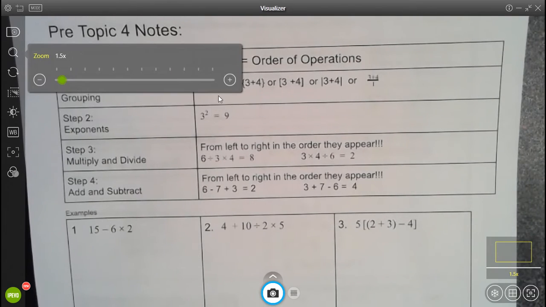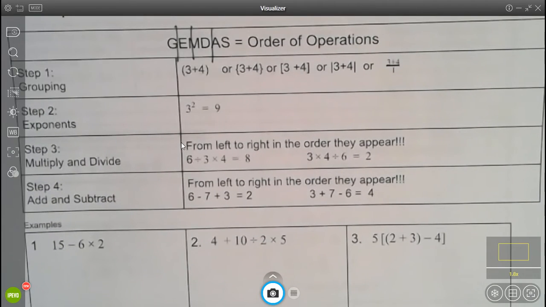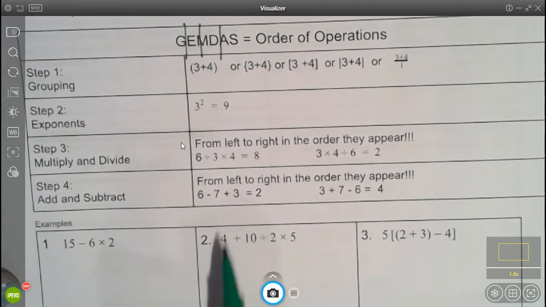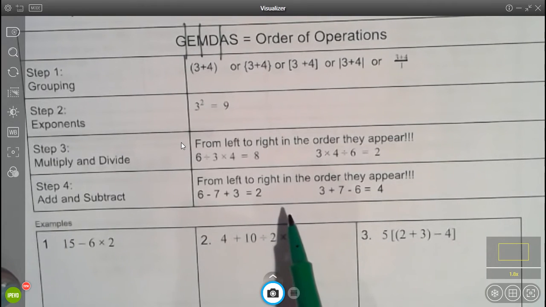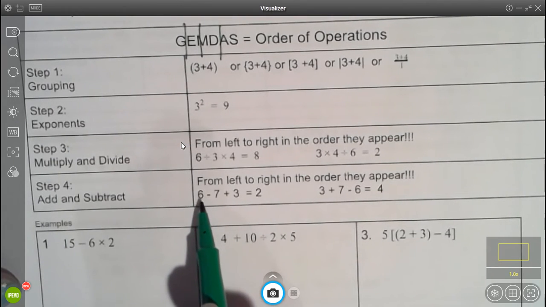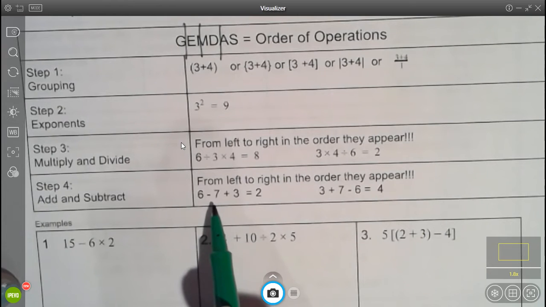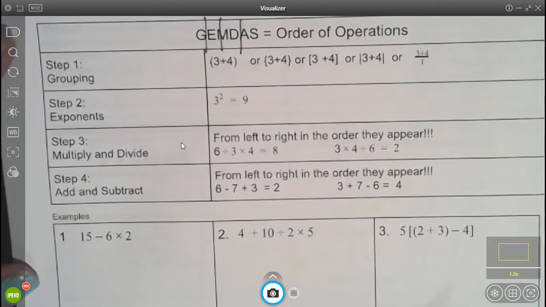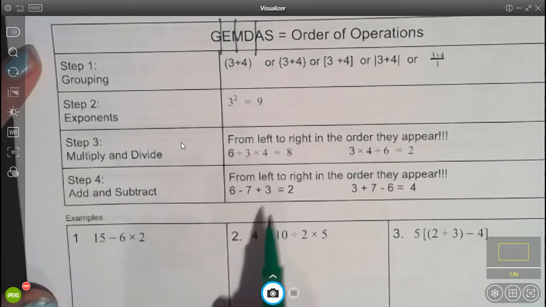I'm going to zoom in just a little bit. And last is adding and subtracting. You cannot do any adding and subtracting until the very end. And again, you go from left to right across the page. So 6 minus 7 is -1. -1 plus 3 is 2. We'll see that as we move through this chapter. I'll be working with these negatives.